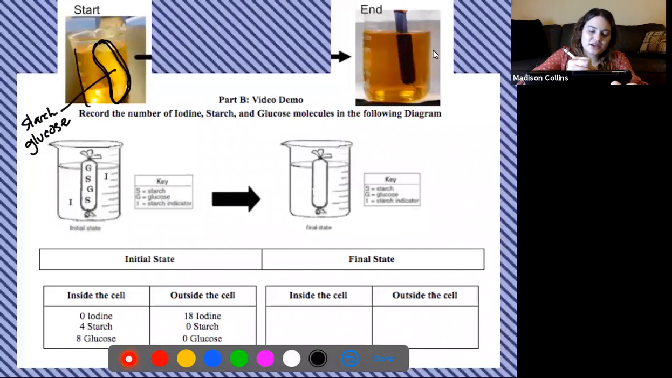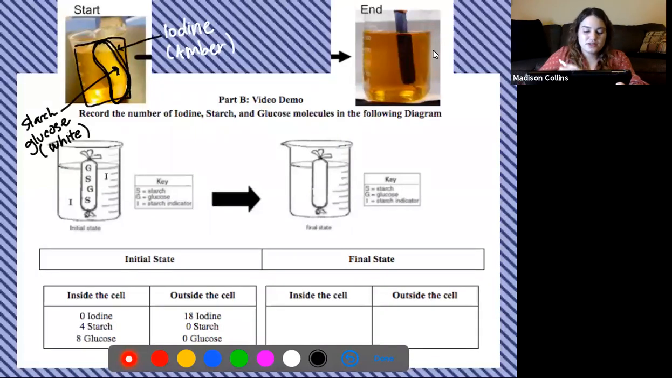And then in the area surrounding the cell, so in my beaker, you might notice that it's a bit of an amber color. That's because in our beaker, I put iodine. Right, so that's why it's an amber color. I also want you guys to note that the inside of the cell is originally white.